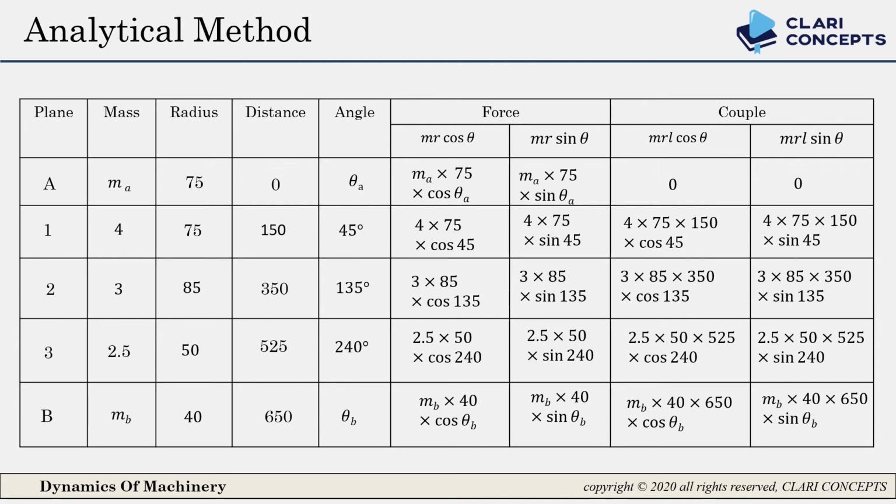Now from the couple and force columns you can see that in the couple polygon you don't know two values: the mass of B and theta of B. And in the force column you don't know four values: one is ma, second is theta a, third is mb, and fourth is theta b. So first I will solve the couple, because there are fewer unknowns compared to the force column. So let's start with the couple.